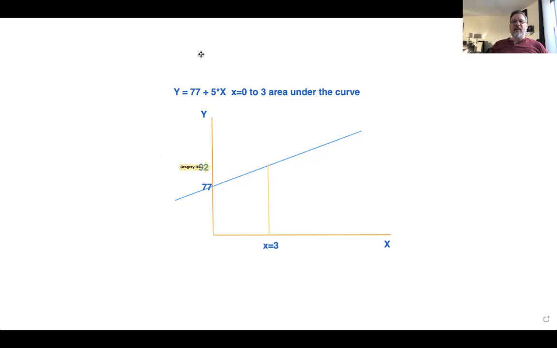So we said the area under the curve. So can you see now what we're talking about, Villa? We're actually talking about, between 0 and 3, all of this area here.